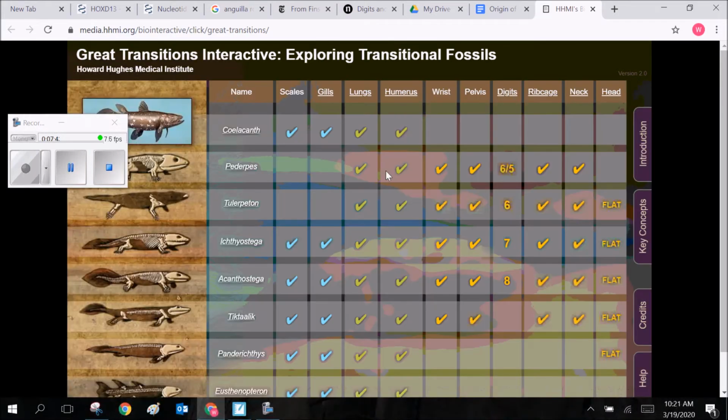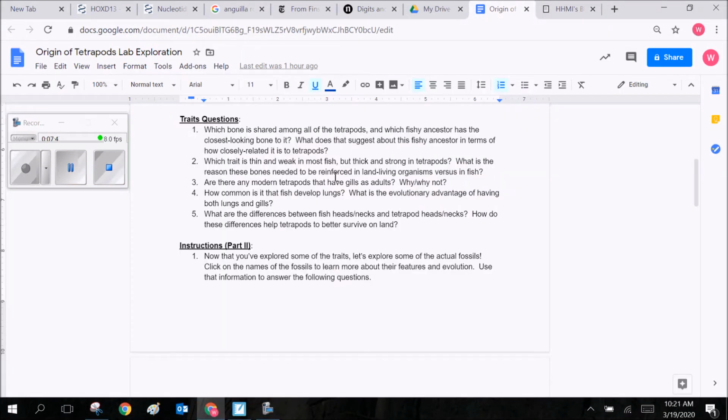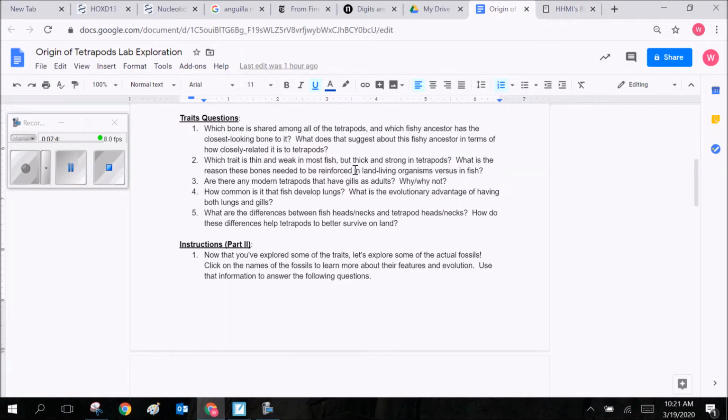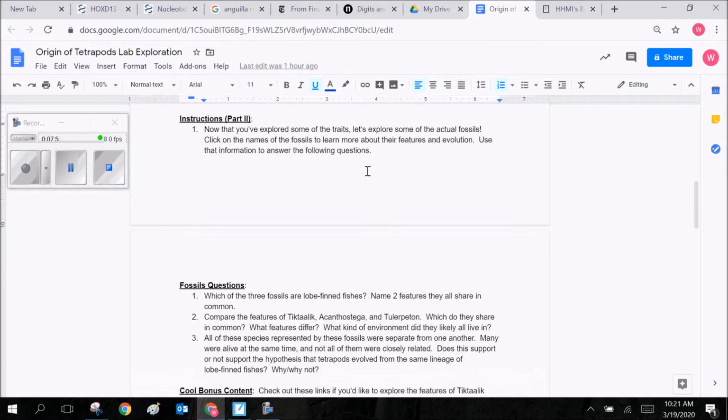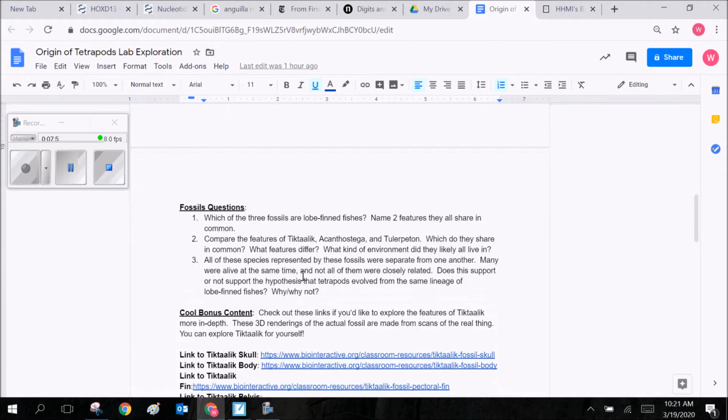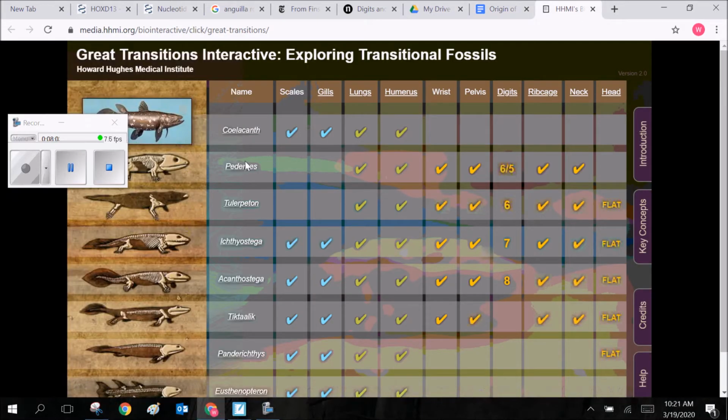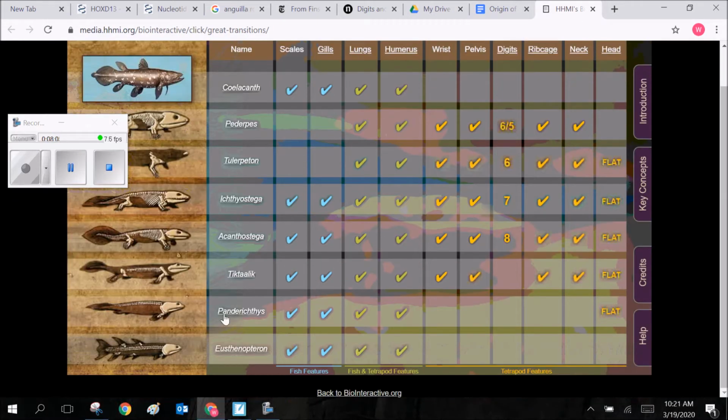Okay, so there are all the traits that you should be looking at, so use those to answer these first 5 questions. And now that we've explored some of the traits, we're going to look at some of the actual fossils and figure out some things about them. Here are the questions about all of the different organisms, and we're going to use these guys and their names to answer those. So I'll go ahead and do the same thing.